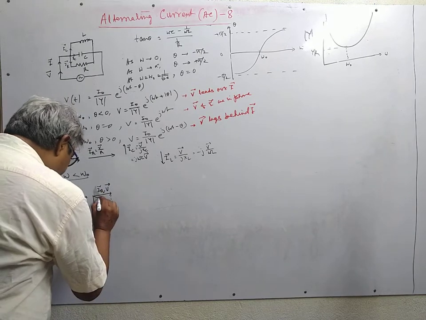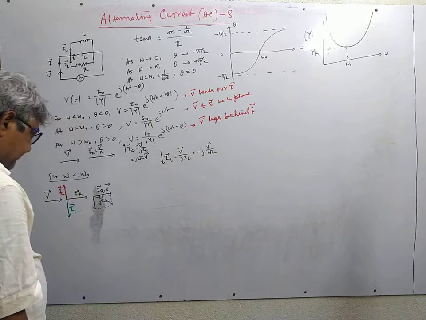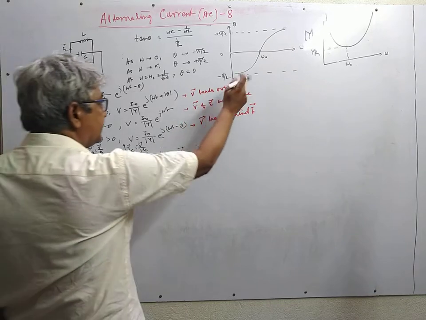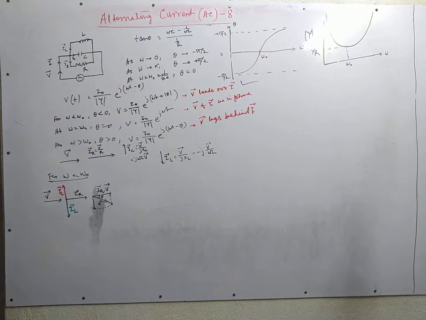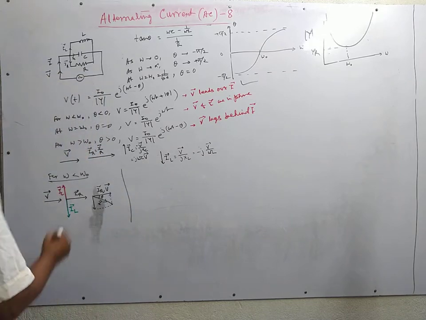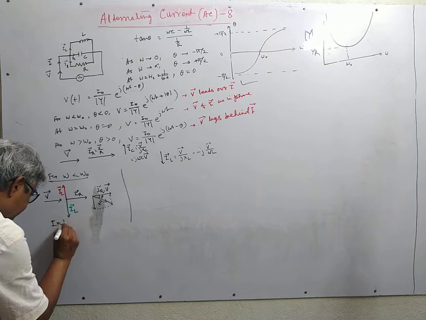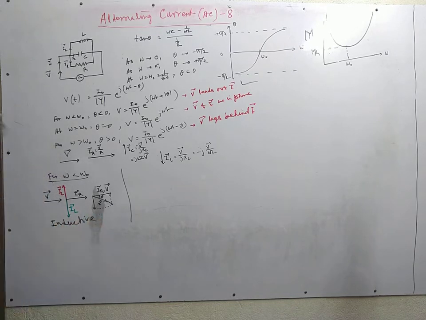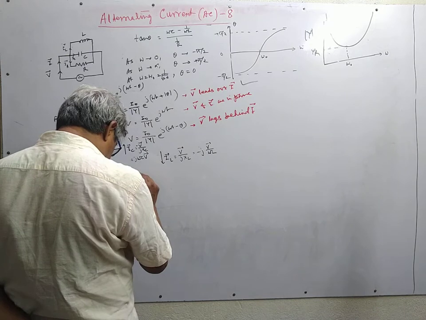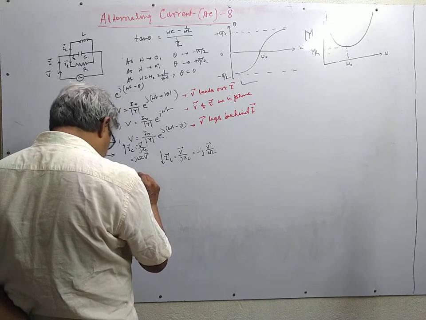So this angle is theta, so V is ahead of I by an angle theta. And you also see that here the circuit is inductive. Note that for frequencies less than resonance frequency, a series circuit was capacitive. Here it is inductive. We have already mentioned that the roles of L and C are interchanged.